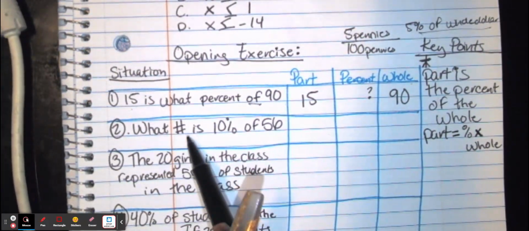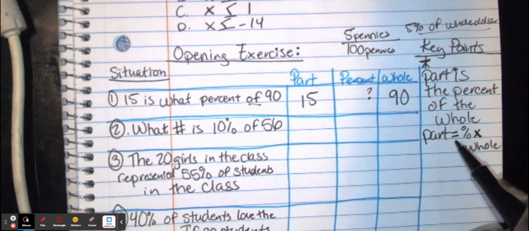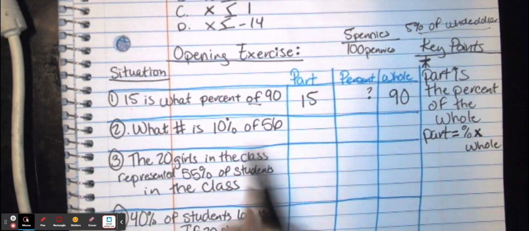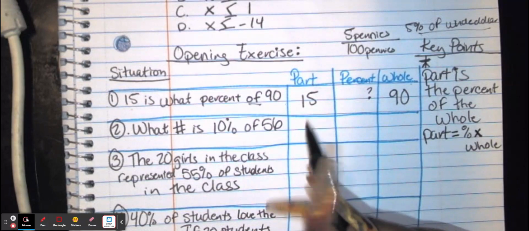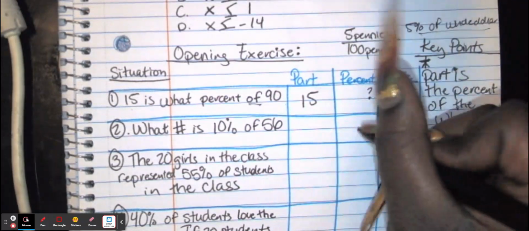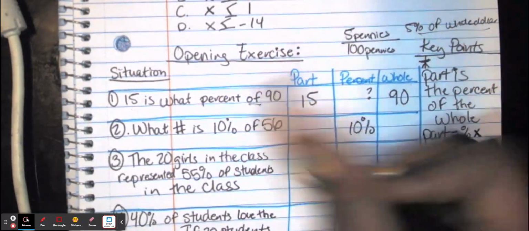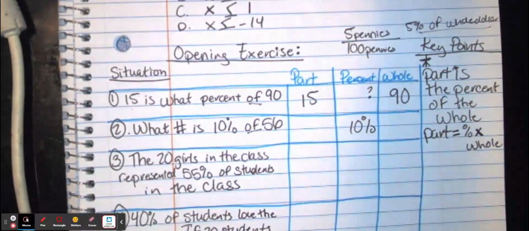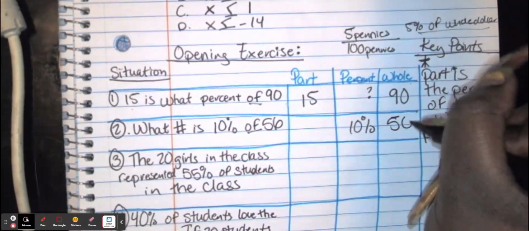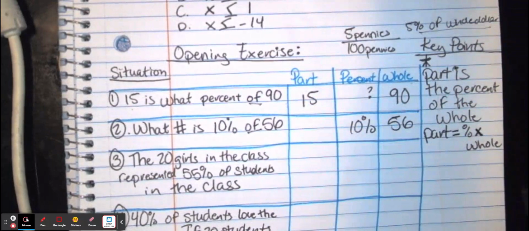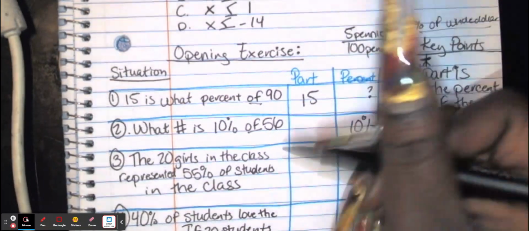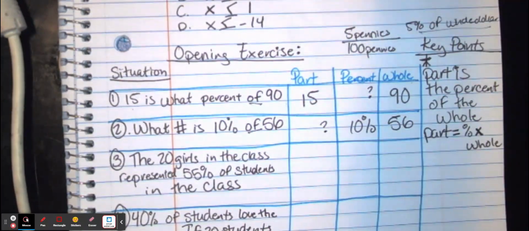So it says what number is 10% of 56. Okay, we know the equal sign is "is," but we don't know what number. Of course means to multiply, and 56 is going to be our whole because that is the whole number that we're having. So we're still trying to figure out what is this number.